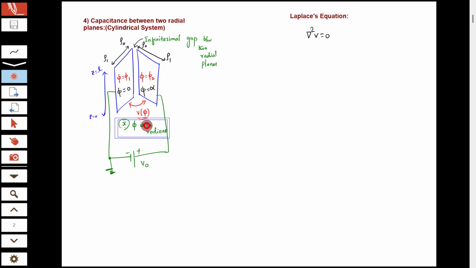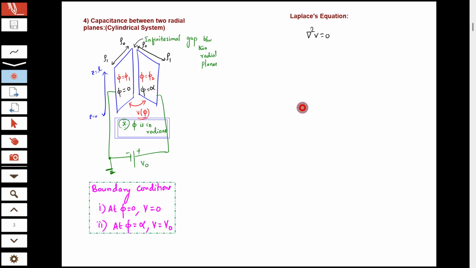In the cylindrical system, we have to write the Laplace equation. We can write the Laplace equation and solve for the potential function. For that, we need to know the two boundary conditions.